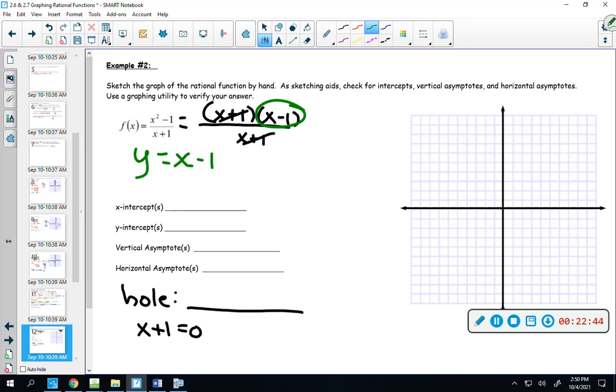mx plus b. We're in slope-intercept form. I can draw a diagonal line all day long. Slope of 1, y-intercept -1. Let's get that diagonal line drawn. There's my y-intercept, slope of 1, up 1 over 1. I just put a lot of points on because I can't draw.